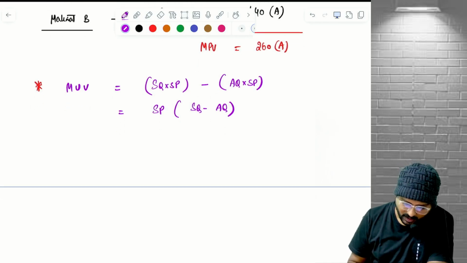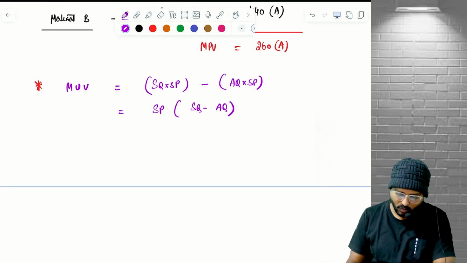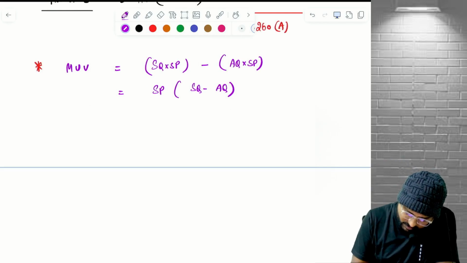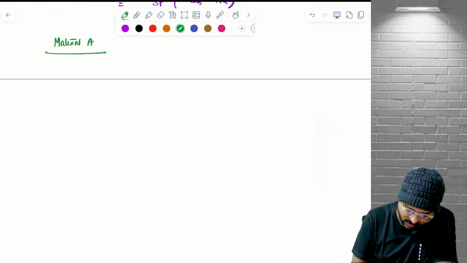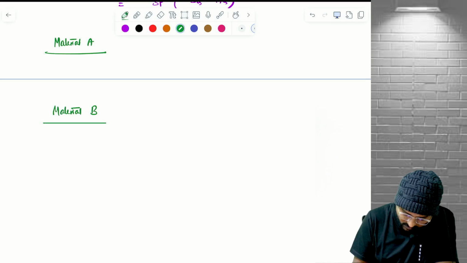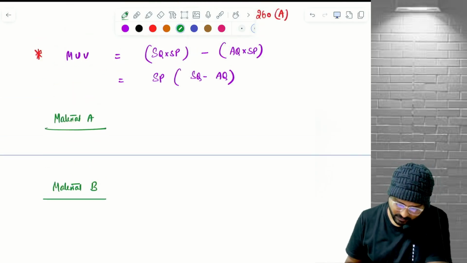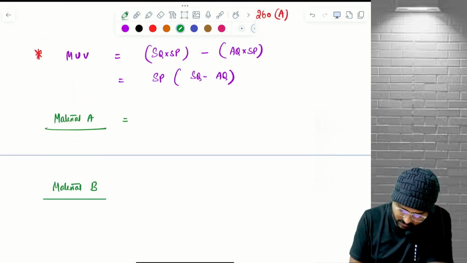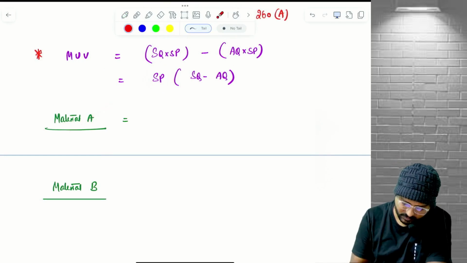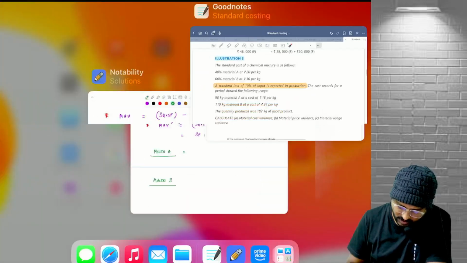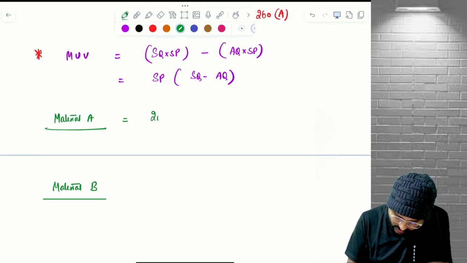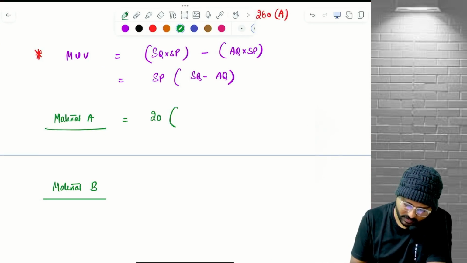Correct? Now again, this also we need to calculate for whom and whom. We need to calculate for material A. Correct? Then we also need to calculate this for material B. Chalo, now let's start. Do I know SP? Standard price of material A. How much is standard price of material A? So it is available here. How much is that? 20. So 20 into SQ means what?